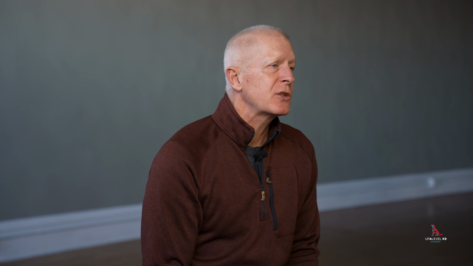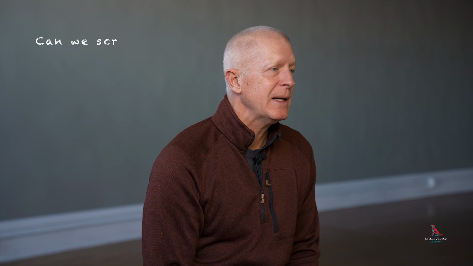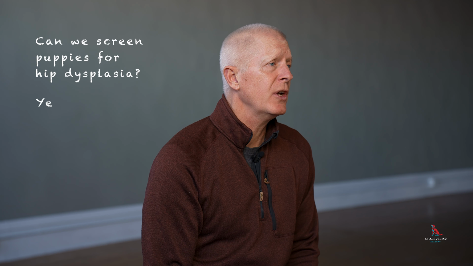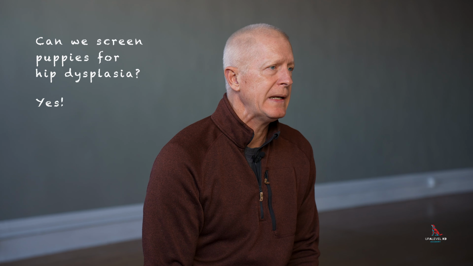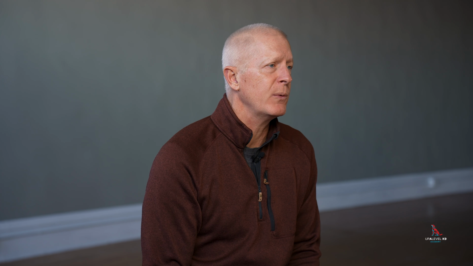So can we screen puppies for hip dysplasia? Yes, we can. There's a procedure, actually it's been around for quite a while, called PennHIP. This is a radiographic evaluation of dogs that can be done in puppies as young as 16 weeks of age, and it will determine if there's any hip laxity present. It can be a very effective tool to predict if a puppy is going to develop hip dysplasia.